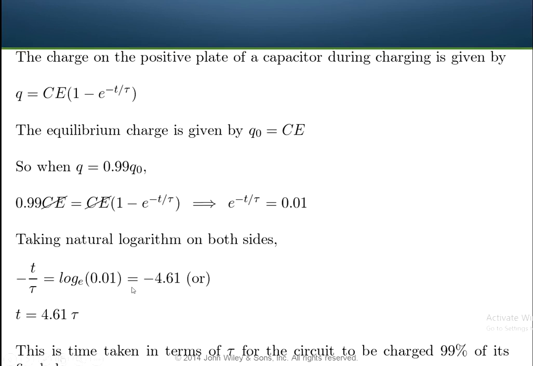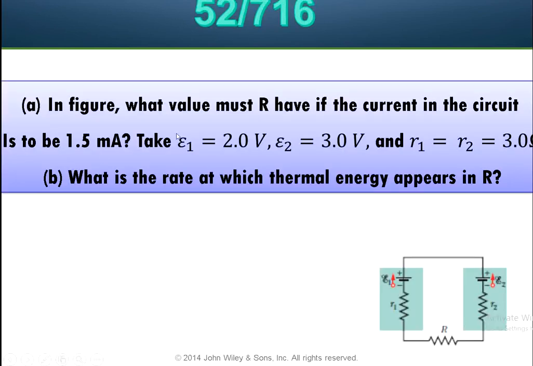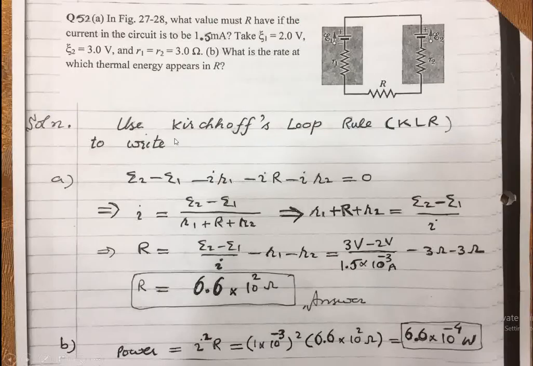That's the first question. And the second question is, in the figure, what value must R have if the current in the circuit is to be 1.5 milliampere? Epsilon 1 is given, epsilon 2 is given, and small r1, r2 are given. What is the rate at which thermal energy appears? We know the formula for thermal energy dissipation. How to calculate the R value? Now we have to consider Kirchhoff's loop. Using Kirchhoff's loop rule, that's the single loop rule.